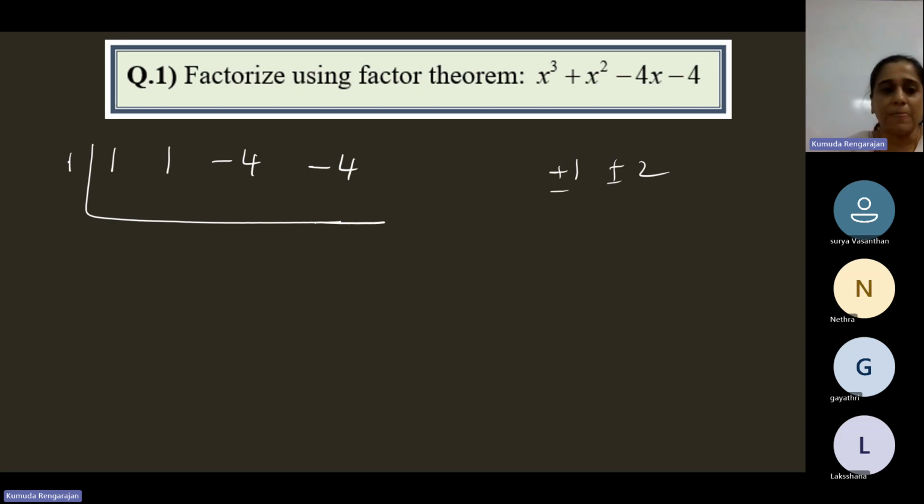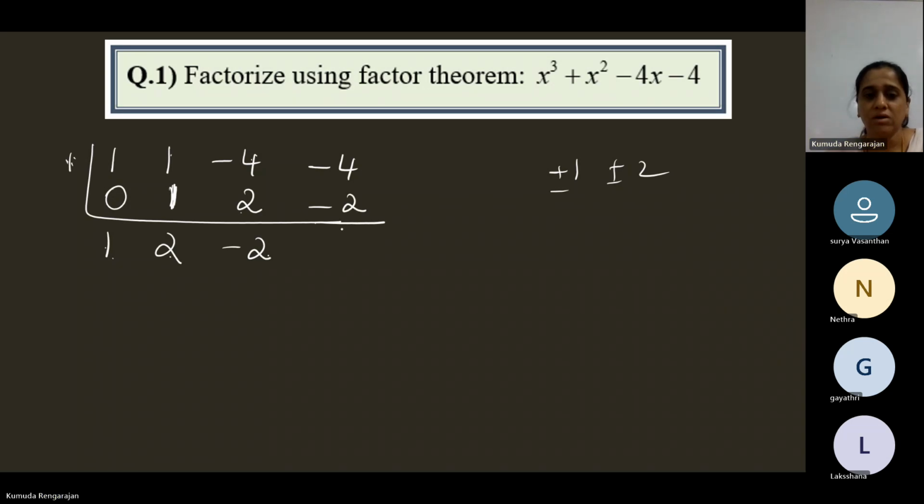So now we'll start with 1. Always put a 0 here. So 1 and 0 is 1, meaning just do what the sign says. It's 1 plus 1 and 0, so it's 1. 1 into 1, 1. Put the result here, 1. 1 plus 1, 2. 1 into 2, 2. Minus 4 plus 2, minus 2. 1 into minus 2, minus 2. Minus 4 minus 2, minus 6. So this is the remainder. The remainder is minus 6.